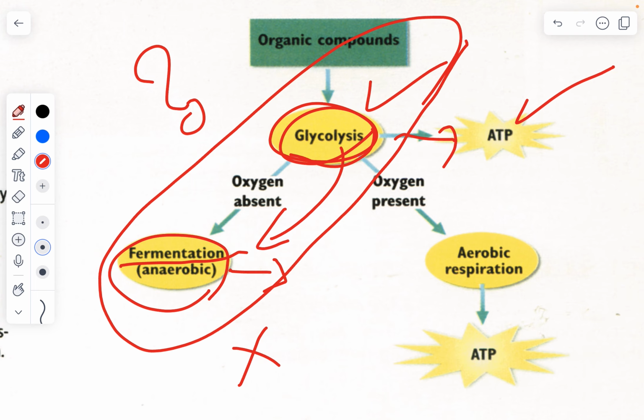So pay attention. We can say fermentation pathway can produce ATP, but what about fermentation itself as a process?